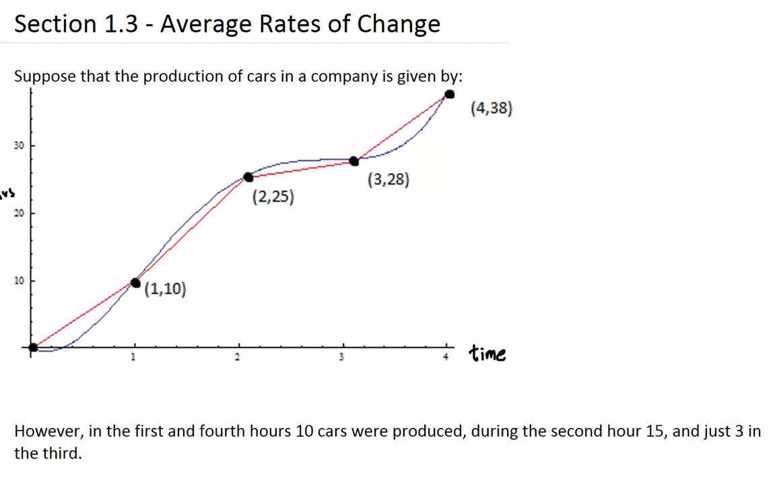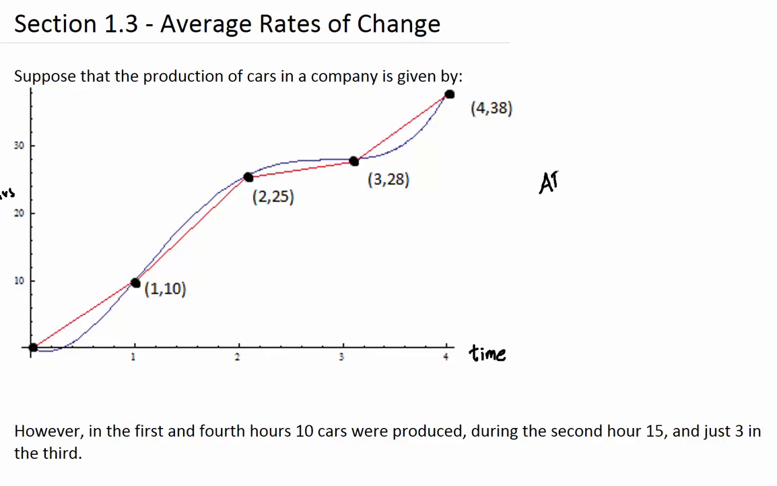So if we were to look at the time between, say, hour 1 and 2, in that period of time, the company produced 15 cars, because you would be doing 25 minus 10, and the time that passed would be between hours 2 and 1, so 1 hour. So that's what we're going to call the average rate of change.